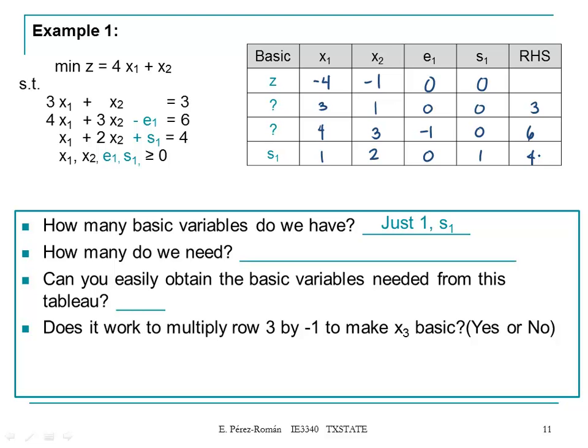Now, how many basic variables do we need in order to solve this problem? This goes back to one of our first lectures, in which, based on the number of constraints and the number of variables, you can compute how many basic variables you need. Our conclusion in that lecture was that you need m basic variables, where m is equal to the number of constraints. So for this problem, we need 3 basic variables.